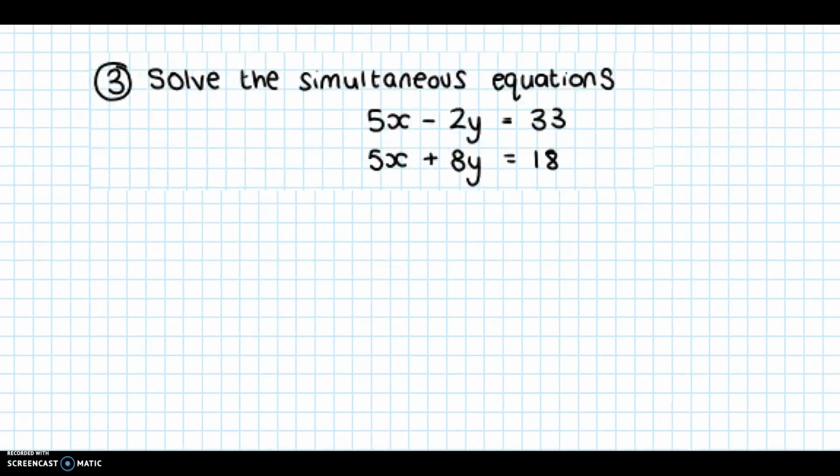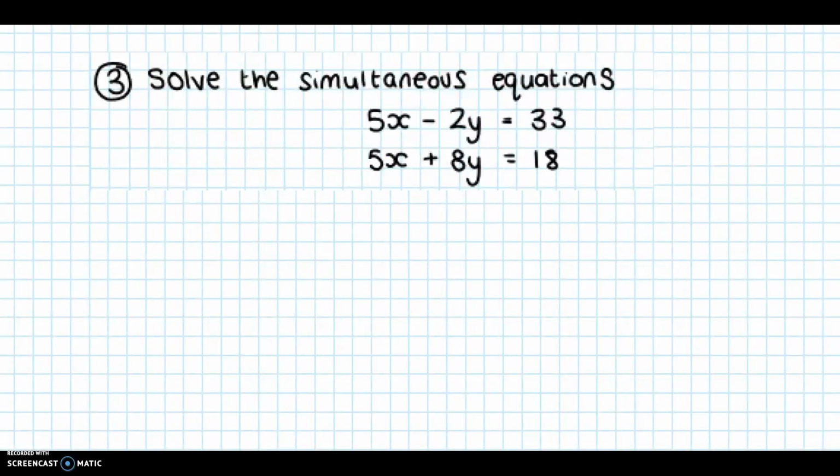Okay, for question 3, we want to solve these simultaneous equations. To solve simultaneous equations, we need either the same number in front of the x's or the same number in front of the y's. I notice here I've got the same number in front of the x's, so I don't need to multiply the equations by anything. I could multiply them to get the y's the same, but I'm not going to. I'm going to leave them as they are.